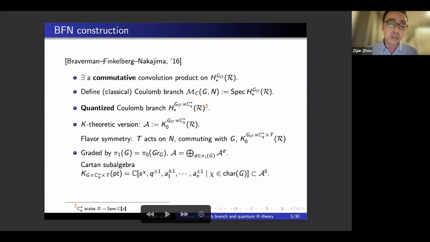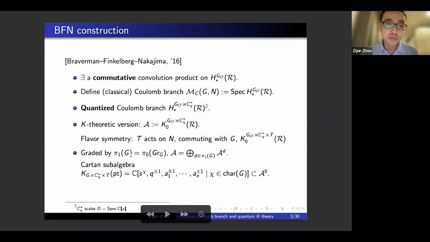And in BFN's work, they also showed that there is a K-theoretic version, and you can add flavor symmetry to this construction. So if there is an extra torus action T on N, which commutes with the gauge group G, then you can add this T to the group in this equivariant homology or K-theory. And in this talk, I will concentrate on the K-theoretic version and on the quantized version.